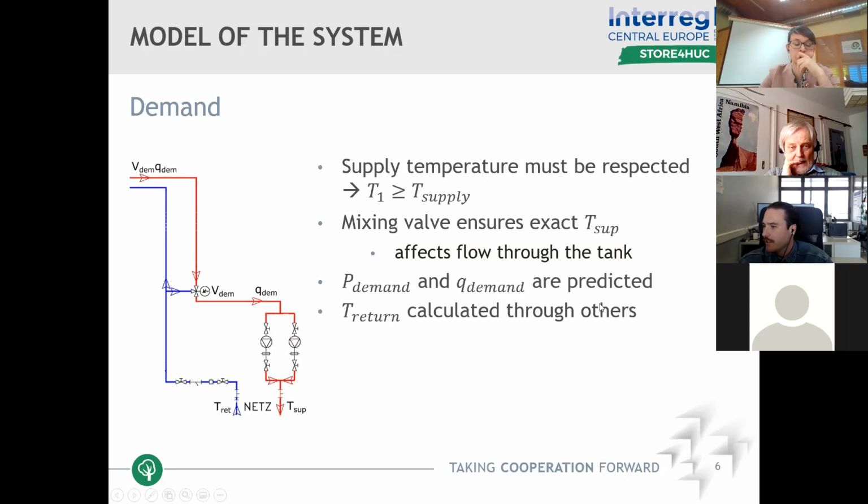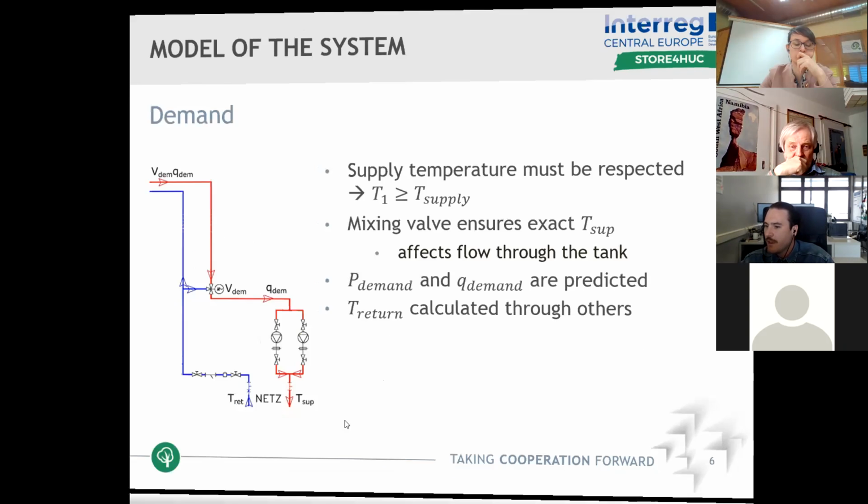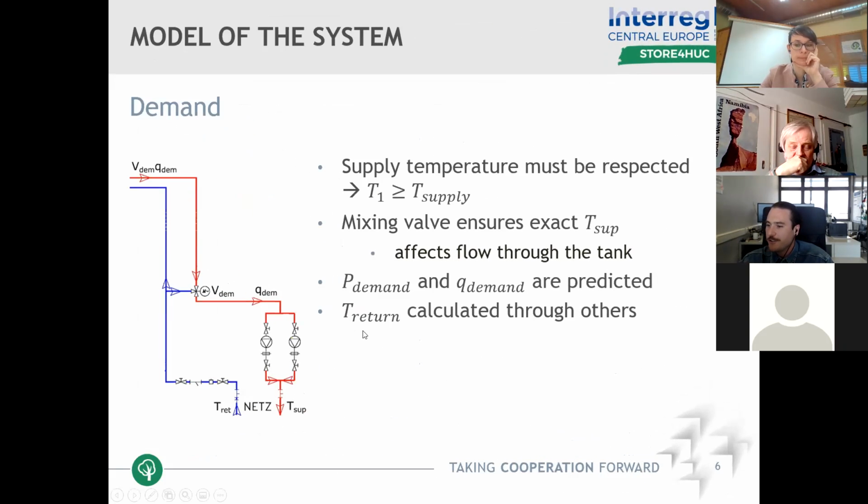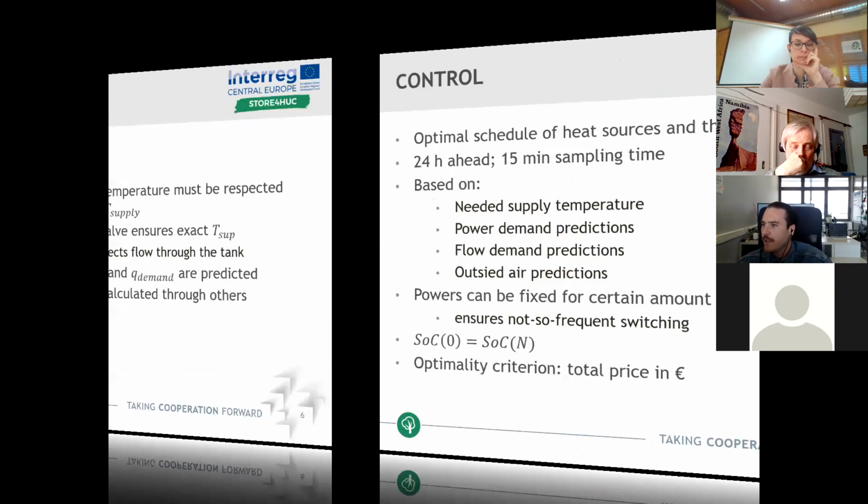And also, as before, demanded power and also demanded flow are predicted. And the return temperature, which is also used in the model, is just calculated through this supply temperature, power and flow demanded.